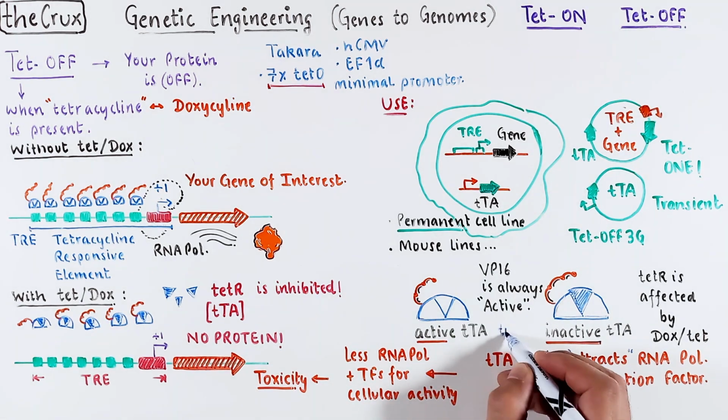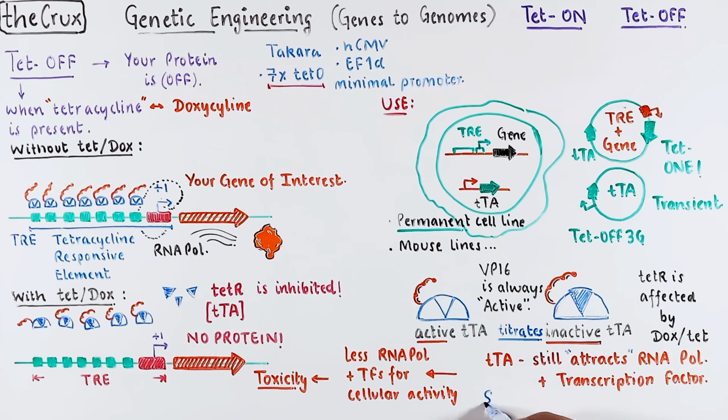This protein titrating behavior of tTA is called squelching, and you may have to adjust the dynamics and regulation of the tTA promoter in case you notice your cells dying.